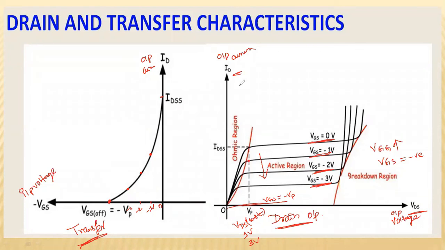And if you look at the drain characteristics, we have 3 regions of operation, similar to the BJT, which has active region, cutoff region, and saturation region.